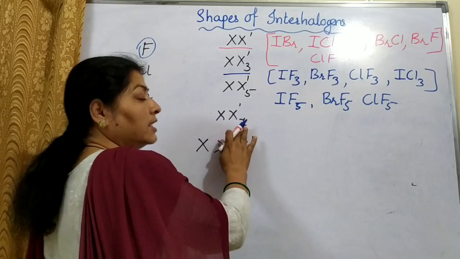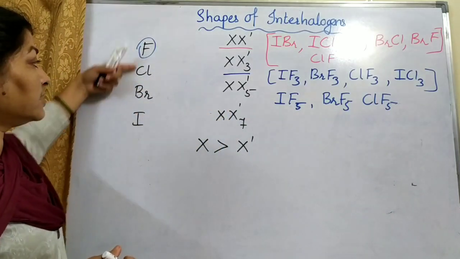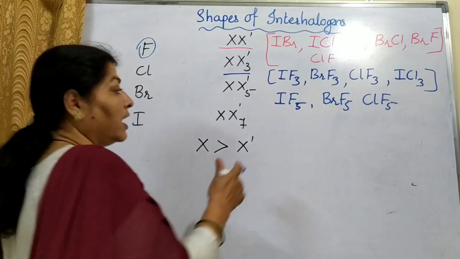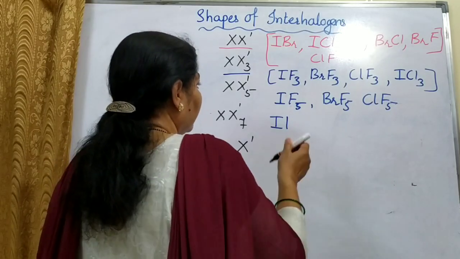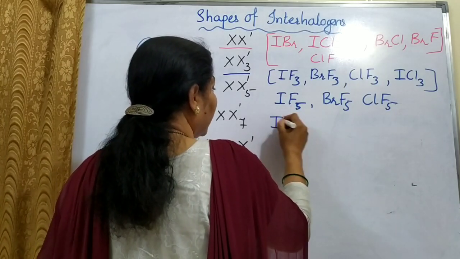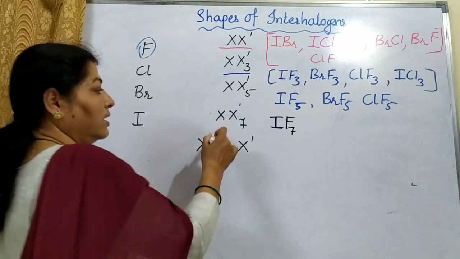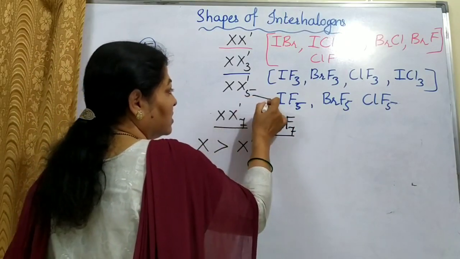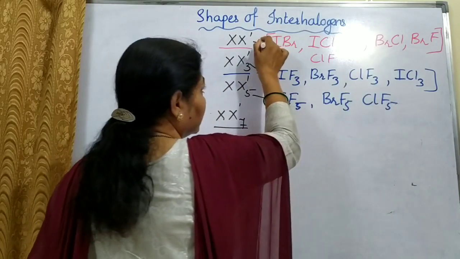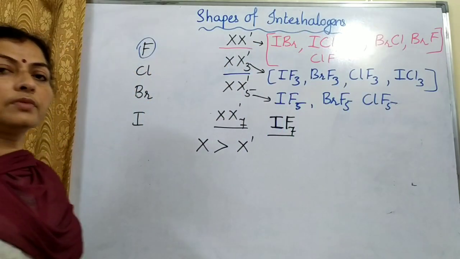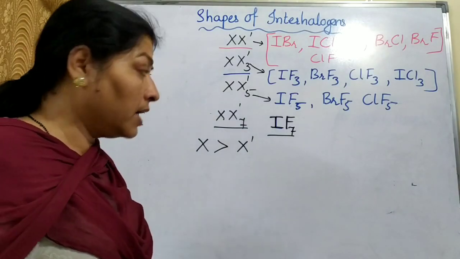And for the highest oxidation state 7, it will be possible only between I and F because there is a lot of difference between the sizes of I and F. So a single compound will be there of this category. It is IF7. So only one in this case, in this case there will be 3, in this case there will be 4, and here there will be 6. Okay, so these are all the interhalogen compounds which are possible.